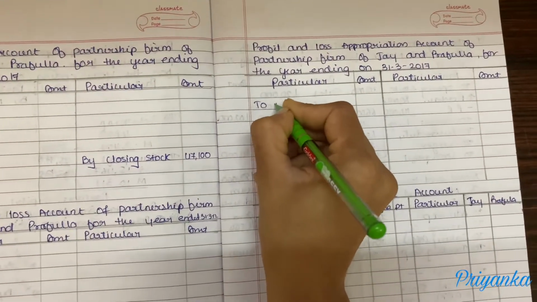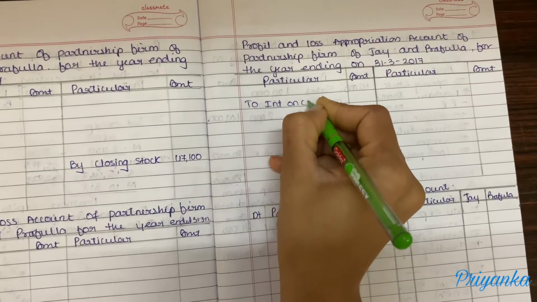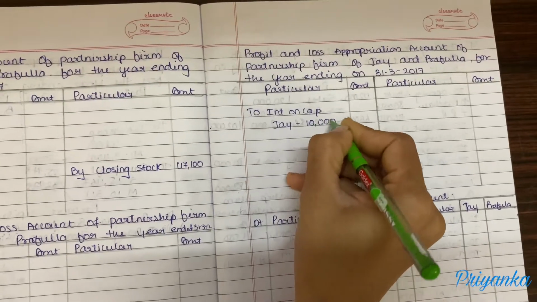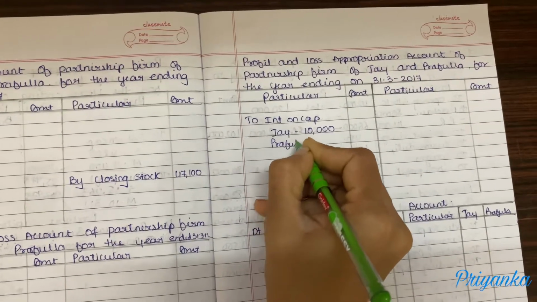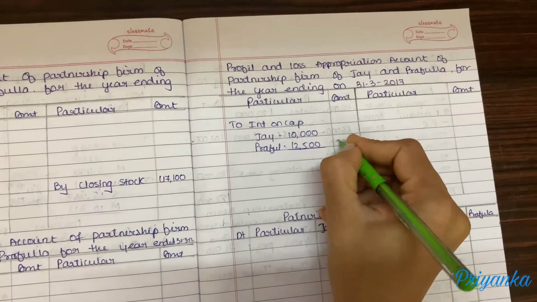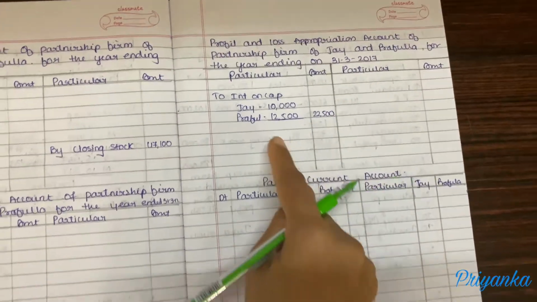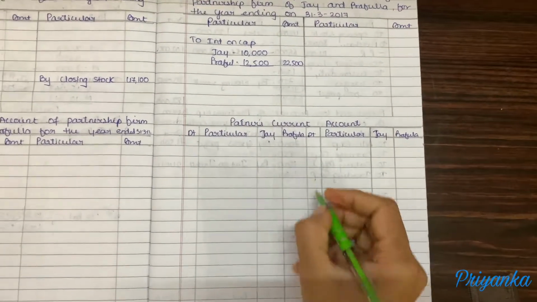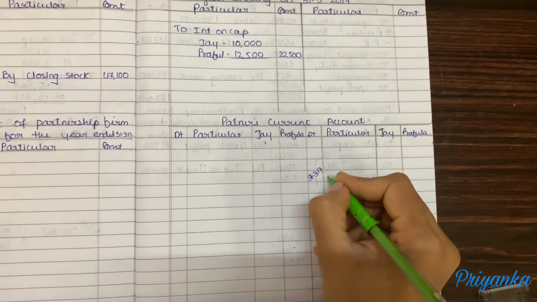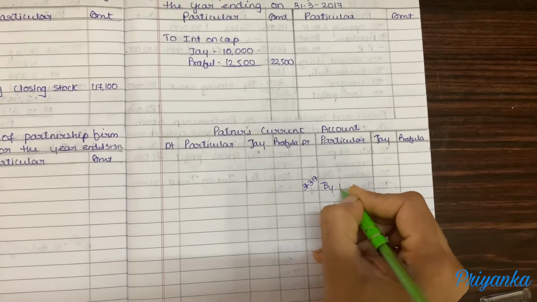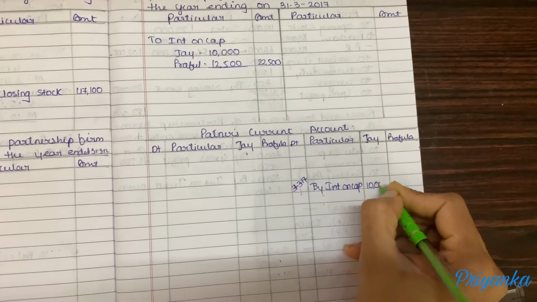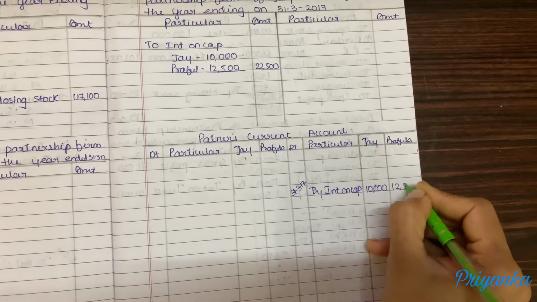Now the interest on capital of the partners will be written in this account. So here we'll write down interest on capital. For J, we'll write 10,000 as we found out, and for Prafulla, 12,500. Outside it would be 22,500. Make a cross in the current account. We'll write down 31st March 2017 for interest on capital, that is 10,000 and 12,500.